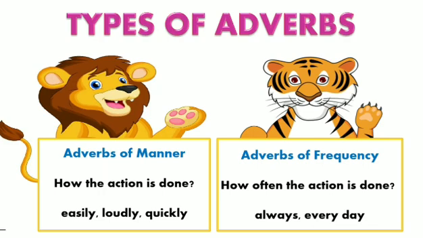Like in previous examples, we studied that the children were reading slowly. How was the action being performed? It was performed slowly. The boy is running very fast. The word fast is telling you how the boy is running. So all these examples like easily, loudly, quickly, fast, slowly, these are all examples of adverbs of manner, and they all tell us how the action is being done.